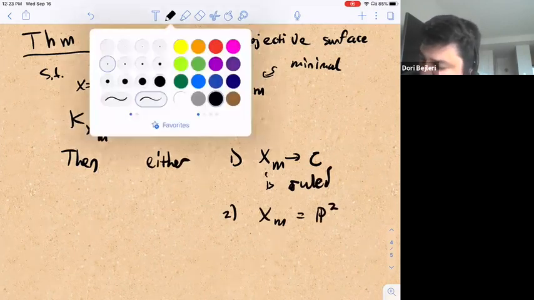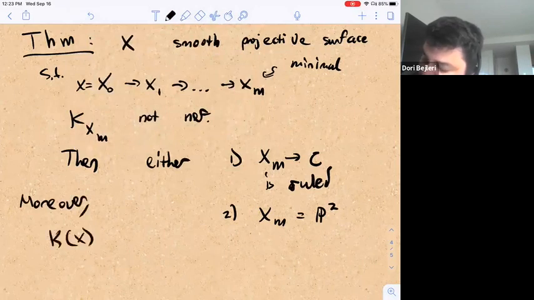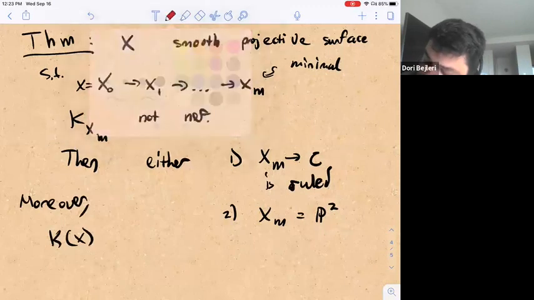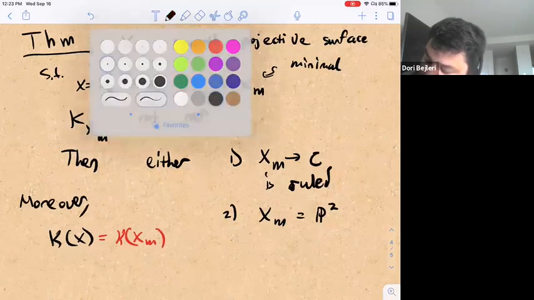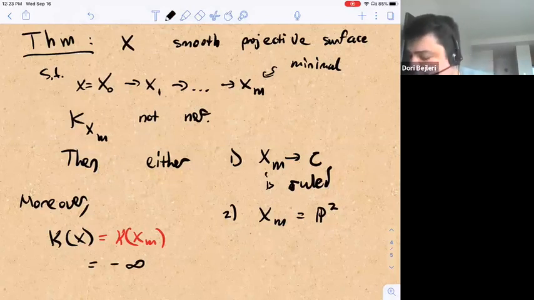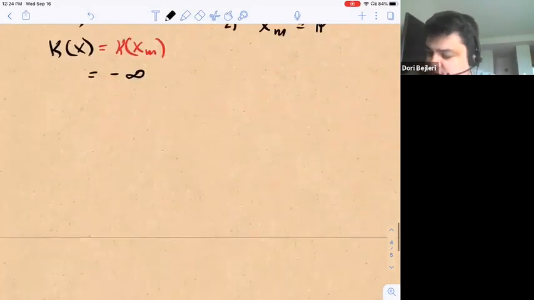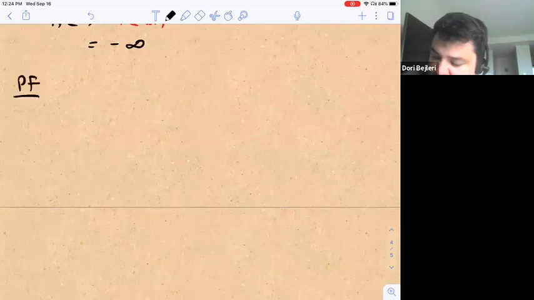And then moreover, I think last time I stated this as an exercise, the Kodaira dimension of X, which is the same as the Kodaira dimension of this minimal surface, is actually -infinity. Using these two cases, you can just check that in both the ruled and the P2 case, the Kodaira dimension is -infinity. Okay, and so the proof of this is just using what we said above. So take our minimal model.